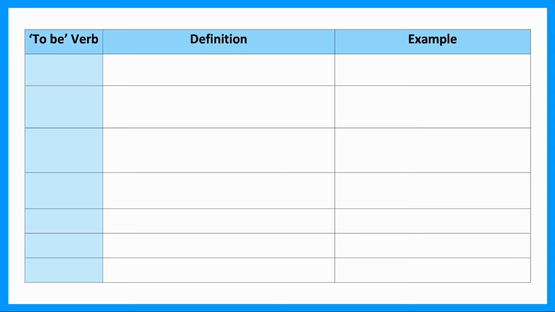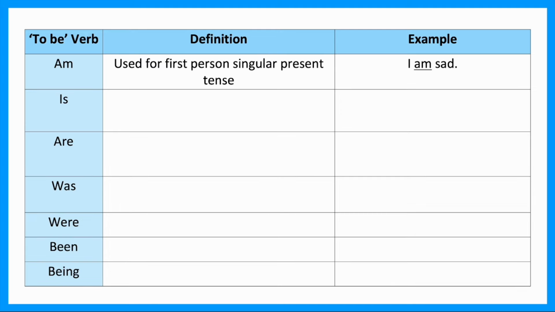Let's go through all the examples of the to be verb. Am, is, are, was, were, been, being. Let's go through the definition for each one and an example. Am is used for first person singular present tense. For example, I am sad.